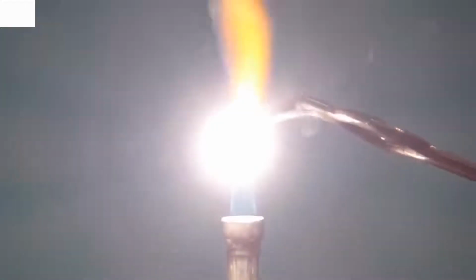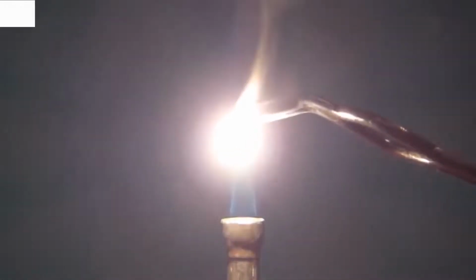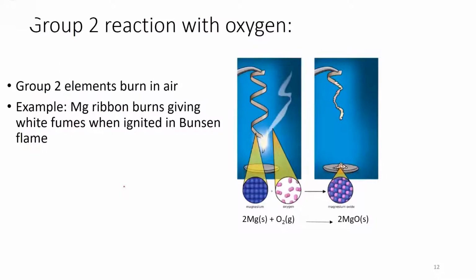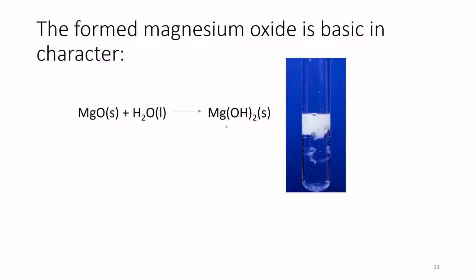Now, if we looked at group 2 reaction with oxygen, if we ignite magnesium ribbon in presence of oxygen in air using a Bunsen flame, you could see that white fumes are formed. Magnesium reacts with oxygen in air to give magnesium oxide. Magnesium oxide has a basic character because when it dissolves in water, it gives magnesium hydroxide. Here you could see this milky color of the water due to the formation of magnesium hydroxide, which has a basic character and is slightly soluble in water.